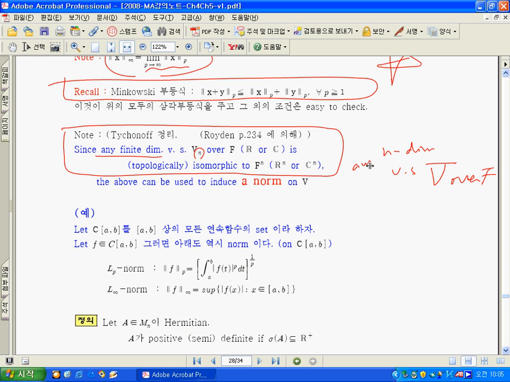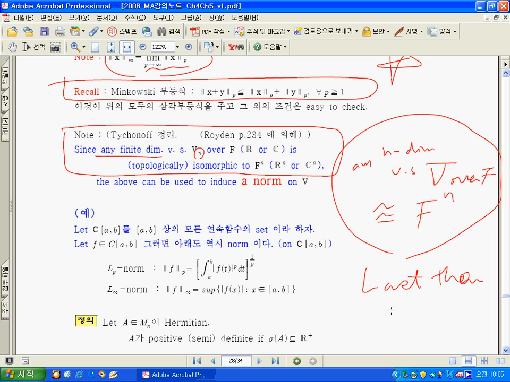Any n-dimensional vector space V over F is isomorphic to Fn. Okay, this is what you have learned. Actually, this is the last theorem in chapter 9 of the elementary linear algebra book that we are using for the freshmen at my school. Okay, anyway, this is the same theorem.